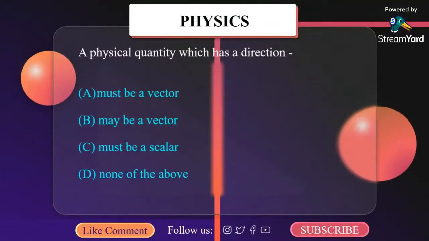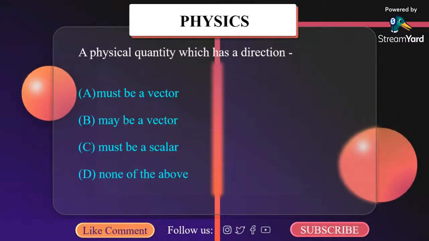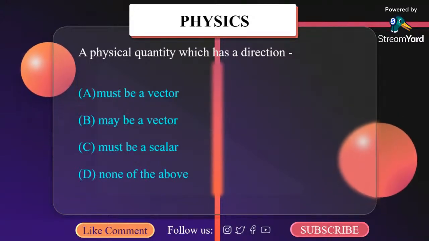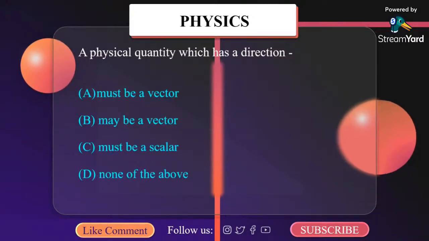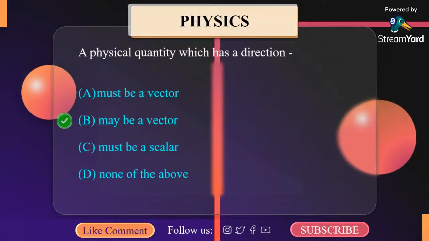A physical quantity which has a direction A must be a vector, B may be a vector, C must be a scalar, D none of the above. It may be a vector. So correct answer here is B.